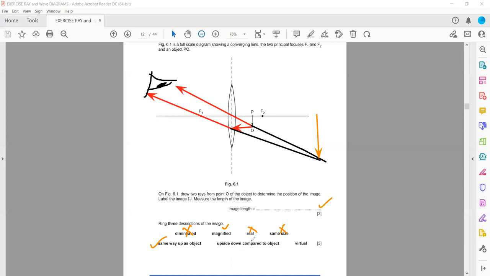And it is not upside down compared to the object. This is not inverted. Like if the object is letter A, it will be the same letter A but magnified. And is it virtual? Yes, it is virtual. So magnified, virtual, and same way up as the object, or we can say upright image. So this is the image formed by a convex lens as a magnifying glass. When the object is between the focus and the lens, it is always a virtual image.